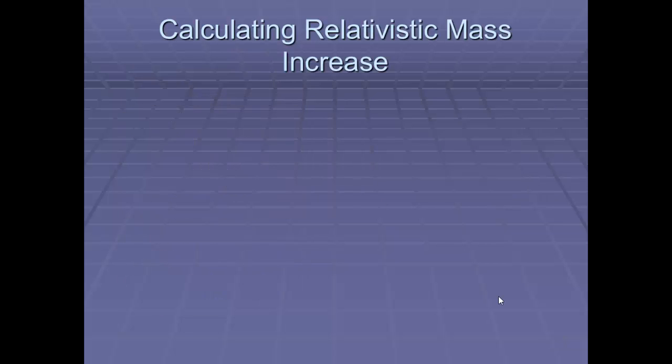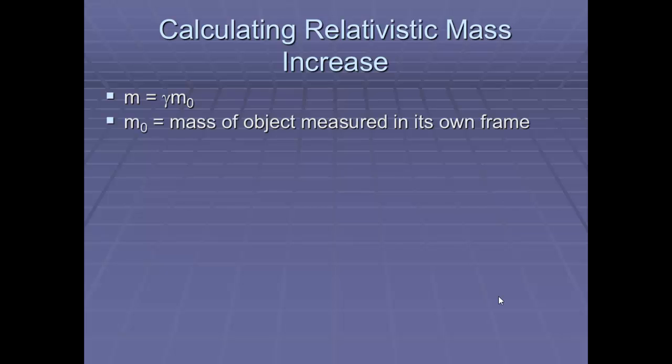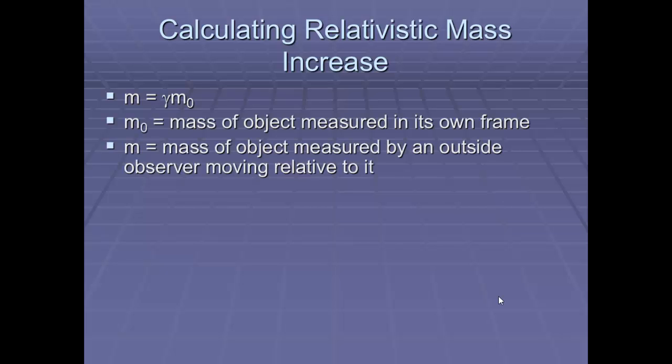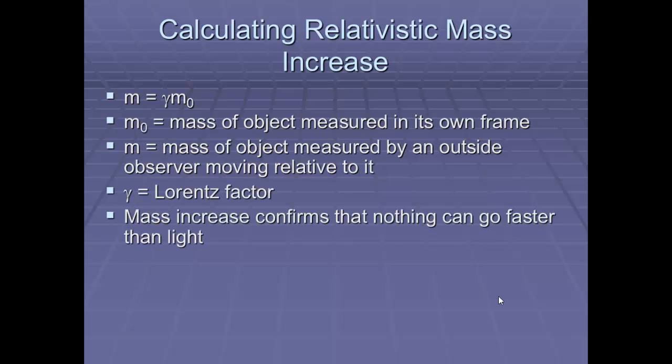So let's look at calculating relativistic mass increase. Here we recognize that there's a relationship. The mass of an object is equal to the Lorentz factor multiplied by the rest mass, where the mass is that of the object measured by an outside observer relative to it. So therefore the mass increase confirms that nothing can go faster than light.